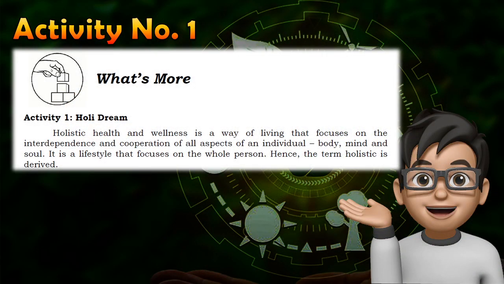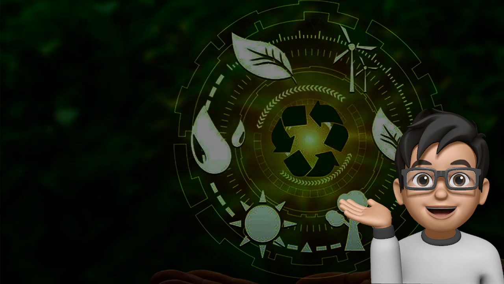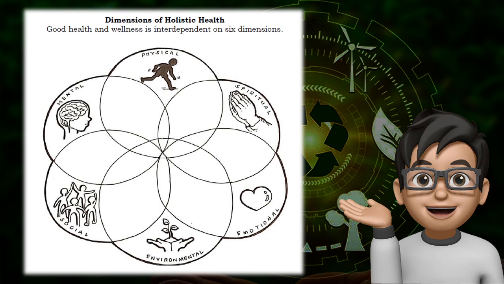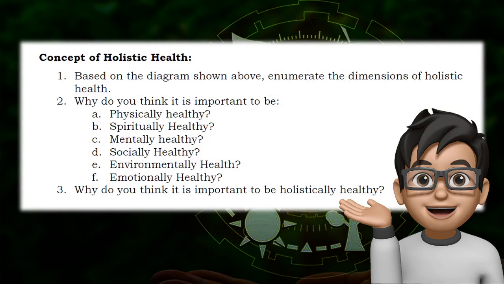Our first activity is entitled Holy Dream. Look at the diagram. It shows the 6 dimensions of holistic health. As you can see, good health and wellness is interdependent on 6 dimensions. These are the following questions to be answered. Number 1. Based on the diagram shown above, enumerate the dimensions of holistic health. Second, why do you think it is important to be physically healthy, spiritually healthy, mentally healthy, socially healthy, environmentally healthy, emotionally healthy? And last, why do you think it is important to be holistically healthy?